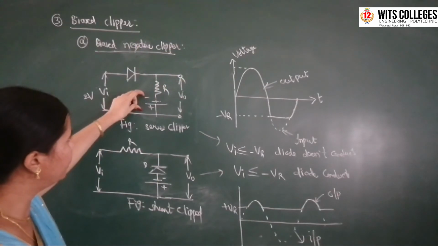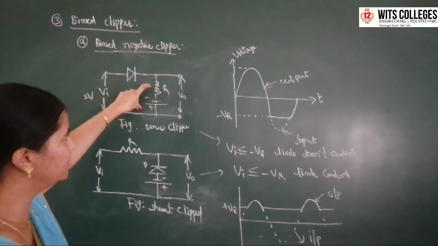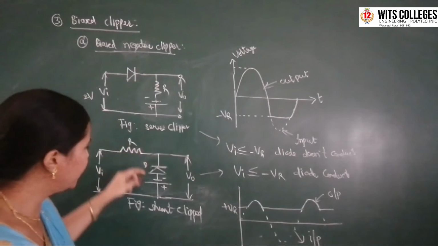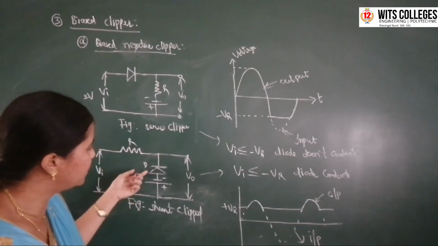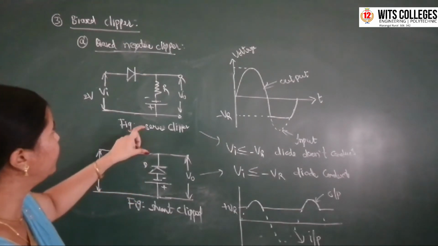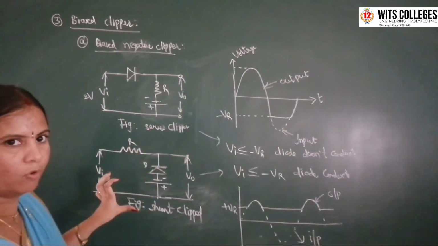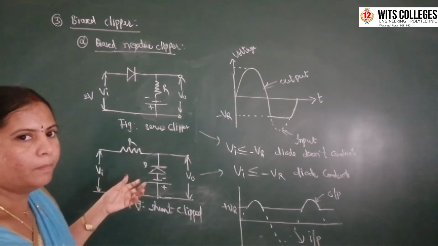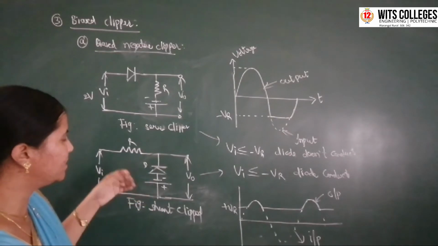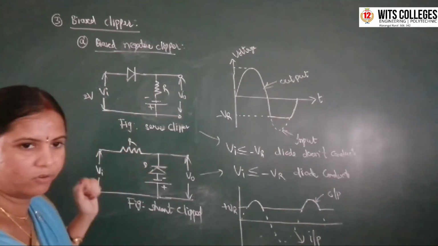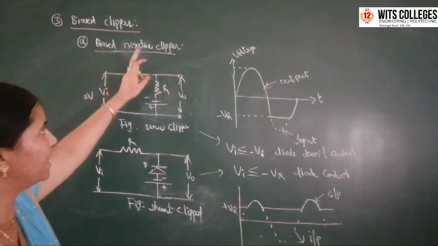Here the negative terminal of the battery is connected in series with the resistor R. Here the negative terminal of the battery is connected in series with the diode. Okay, that's why we named it a negative clipper. The negative terminal of the biasing circuit is connected in series to either the resistor or the diode. That's why we named it the biased negative clipper.